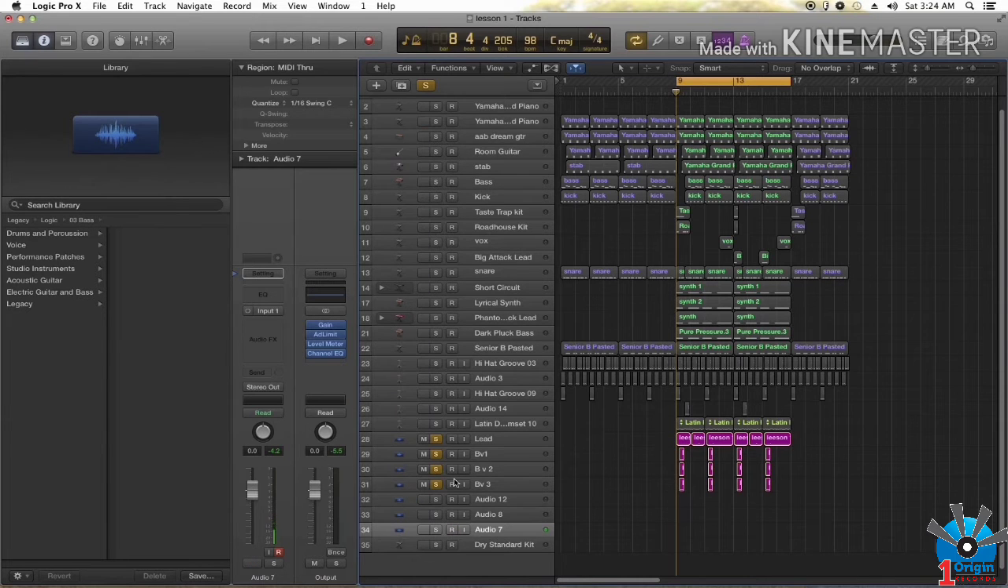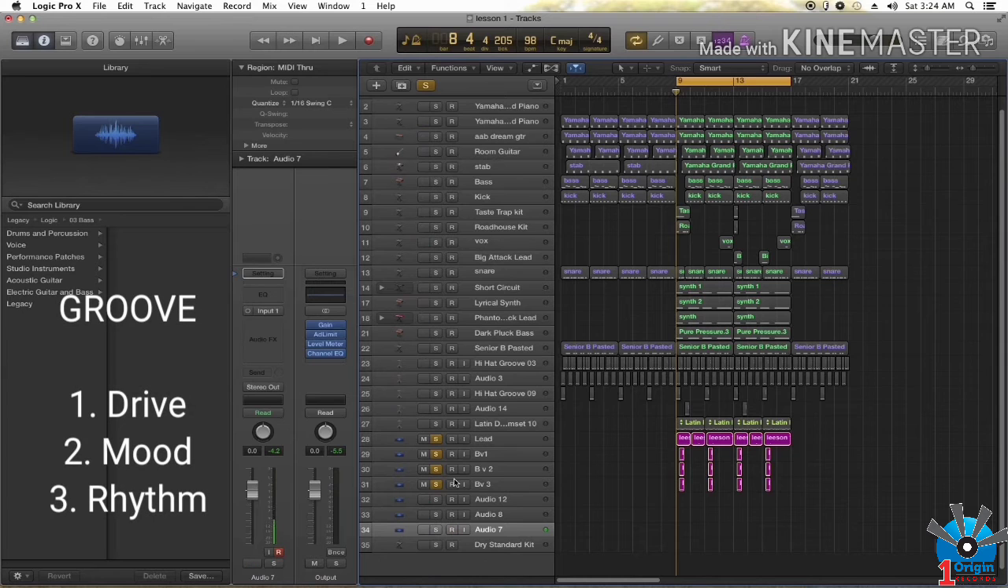So the groove has basically three main things. The drive: what is driving the song? What is that thing that stands out in the song, that when someone hears it, it hits first, or makes them look forward to the next part in the song? That is what the drive is. And then what's the mood of the track? Is it a happy song? Is it a sad song?